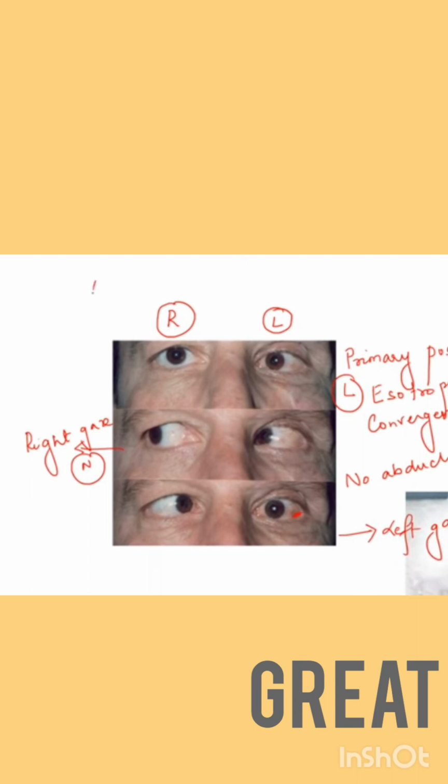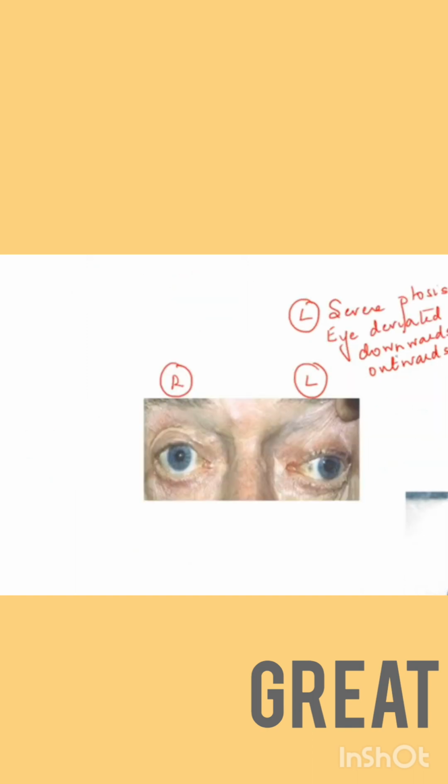So there is esotropia in the left eye and no abduction in the left eye. So this is a case of left-sided lateral rectus palsy. Or we can say, look at the pupil in the left eye. What do you see about the pupil in the left eye? The pupil in the left eye is dilated. There is also severe ptosis in the left eye. The eye is deviated downwards and outwards, and the pupil in the left eye is dilated.